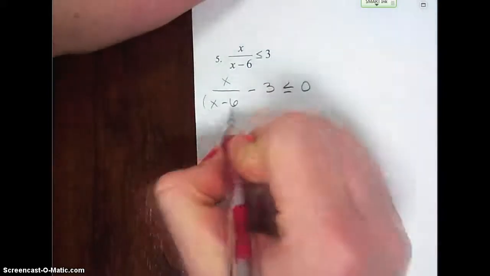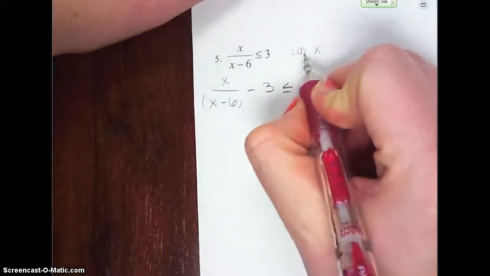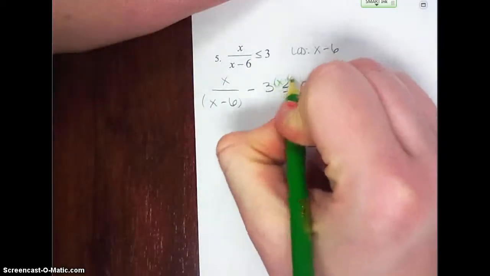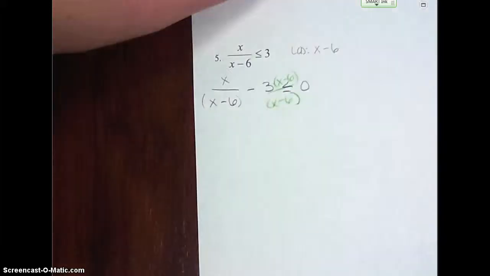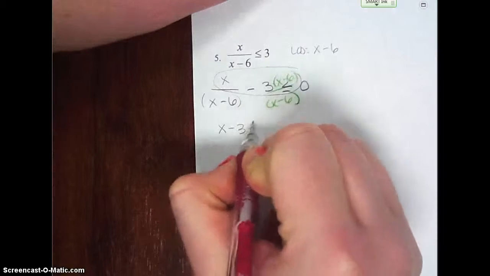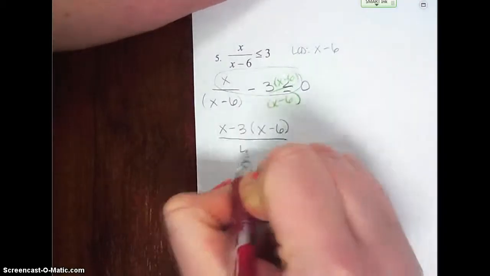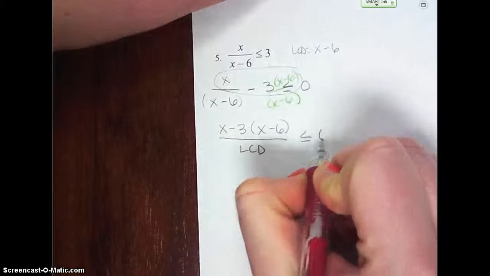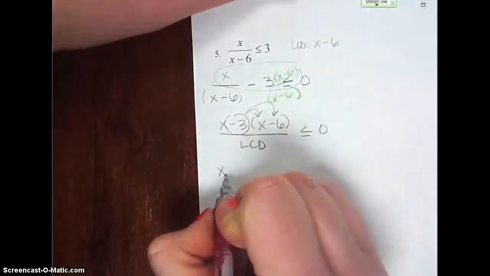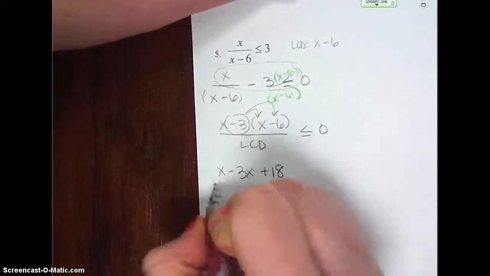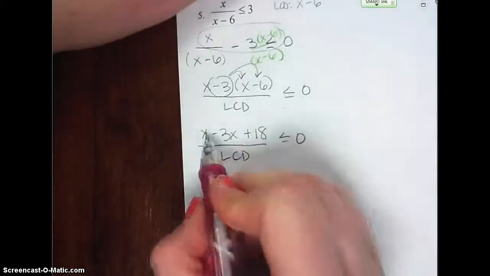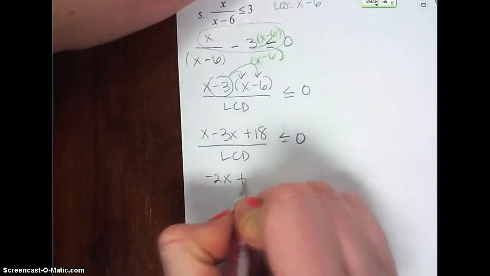Okay, find the LCD. Again, it's just this binomial. So x minus 6. So this -3 needs the x minus 6 over x minus 6. So we're going to write that whole top part out. So I have x minus 3 times x minus 6 over the LCD is less than or equal to 0. Okay, we're going to distribute that -3. So x minus 3x plus 18 over the LCD. Combine like terms, so x minus 3x is -2x.